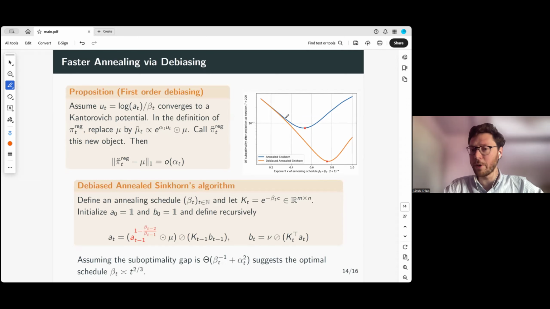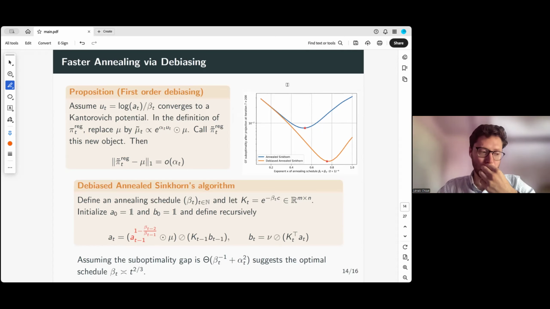And we see empirically that 0.5 is close to the optimum one. And this does not really depend on the kind of problem that you have. So the theoretical prediction we made is confirmed by this experiment. So that's a strong limitation of annealed Sinkhorn. It tells us that you cannot increase the temperature faster than square root of t.